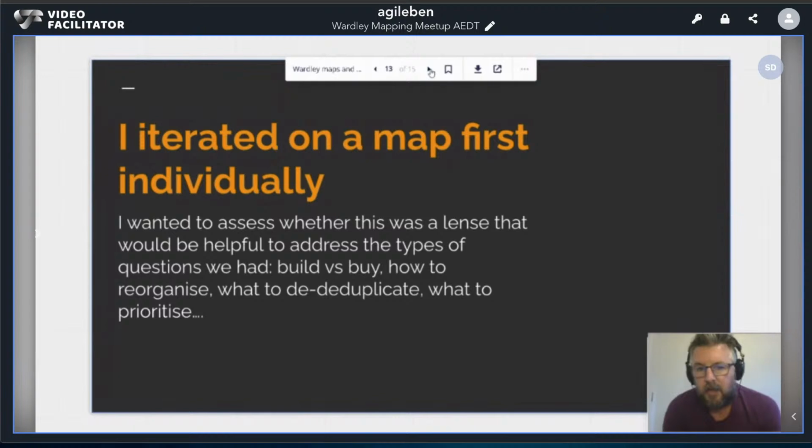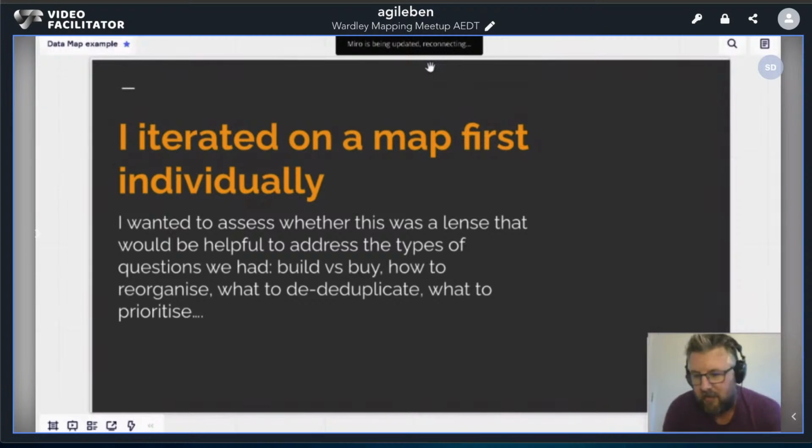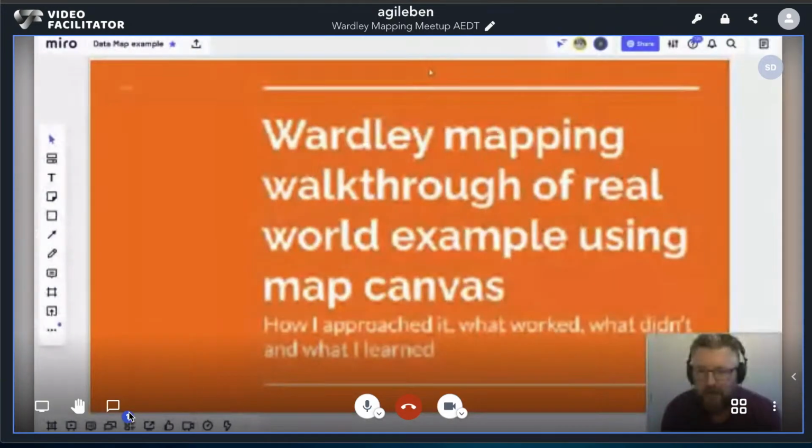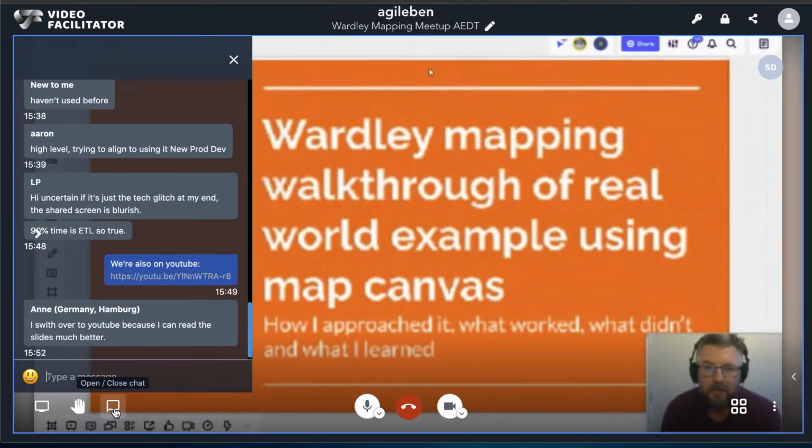Okay, so I've shared the situation. I've gone and interviewed a bunch of people. I'm starting to build up a picture, and so what I've come across is Wardley maps, and I was like, okay, let me do some of my own iterations, map some things out, and see if it's giving me some insight.